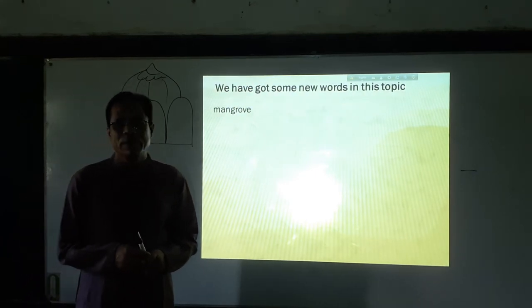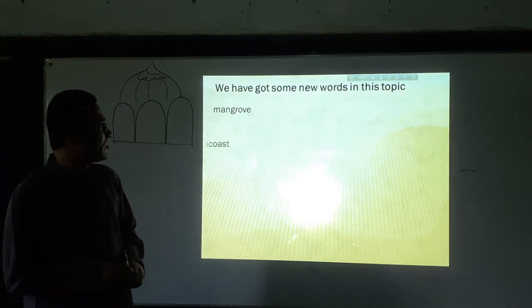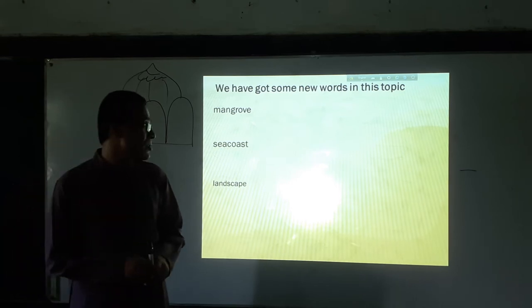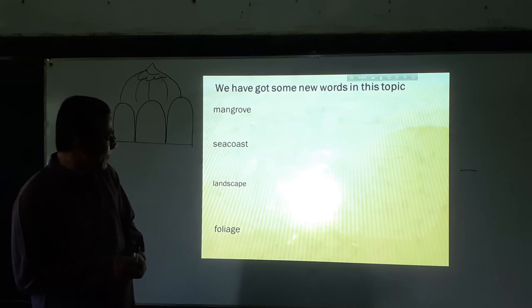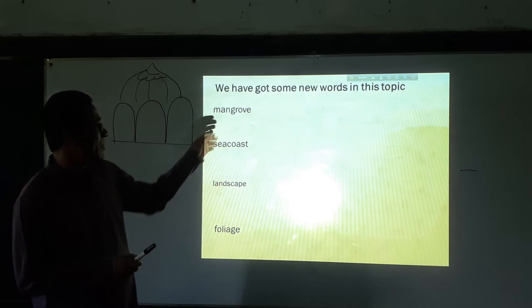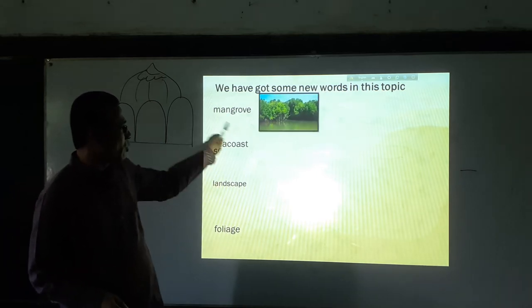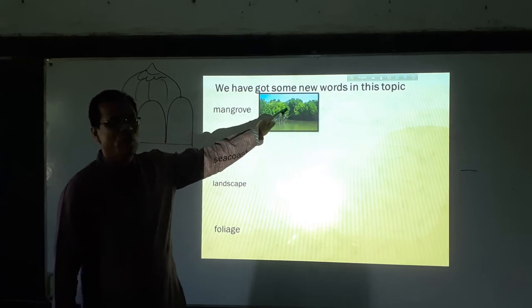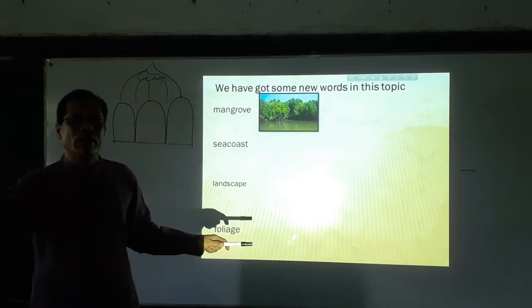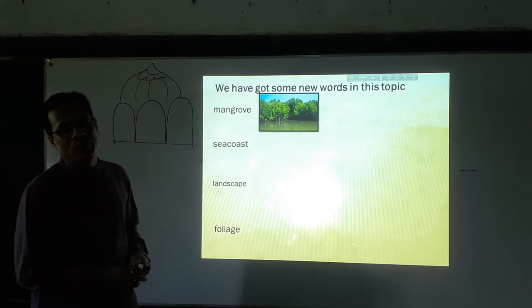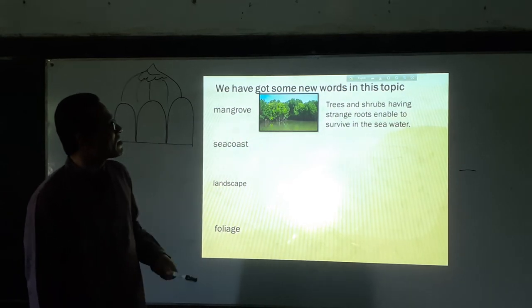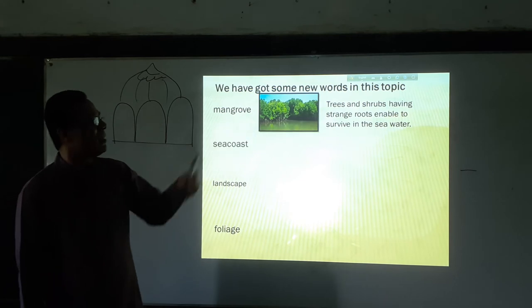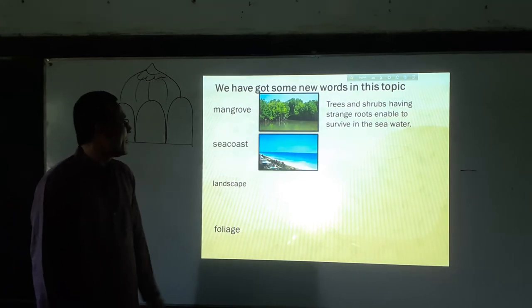So after the end of this lesson, we have got some new words from these topics, and we should learn the meaning of this word, mangrove. Mangrove means the forest situated very close to the shore, sea beach, of large trees and shrubs having strong roots that enable them to survive in the sea water. Next.